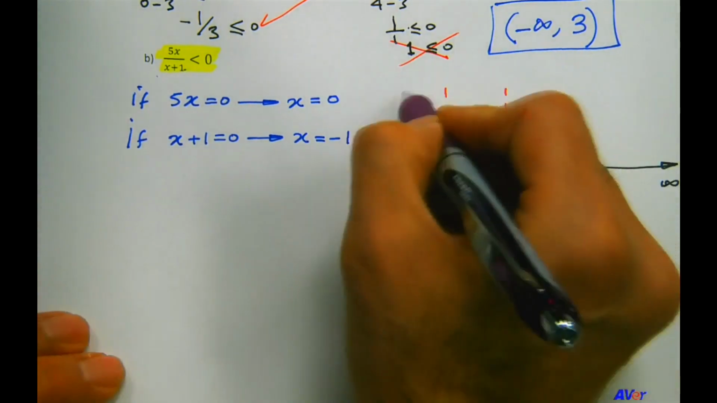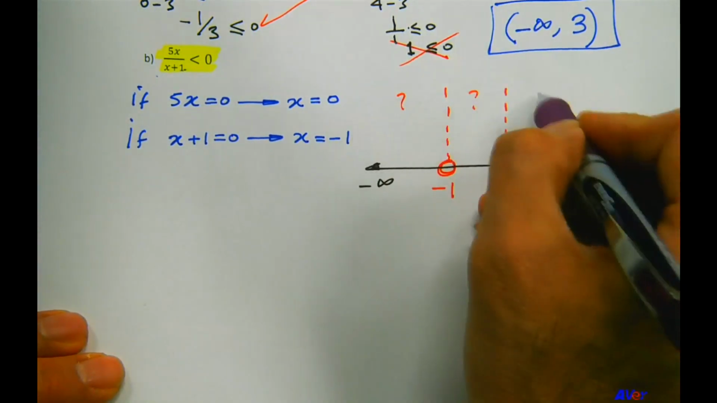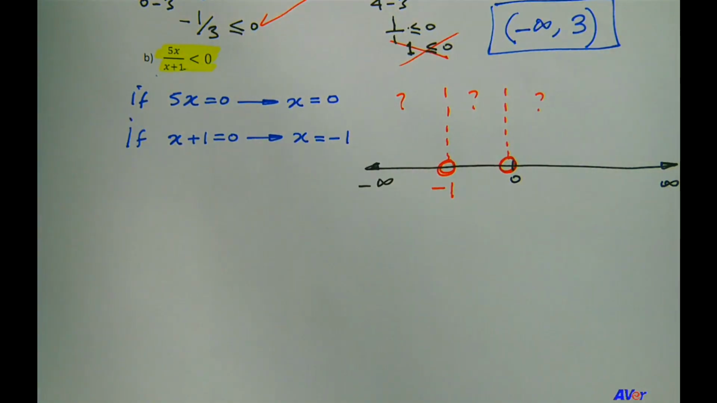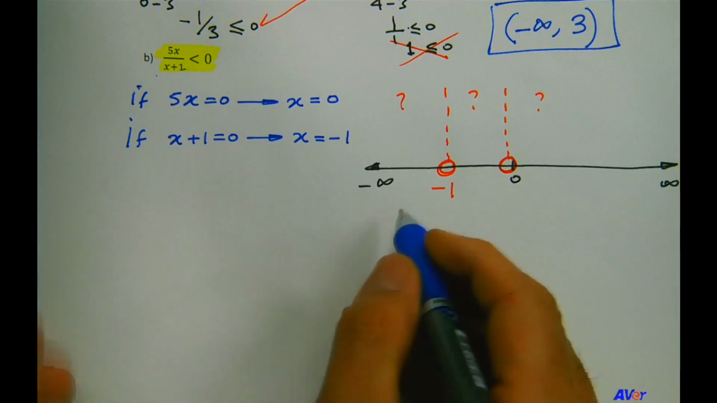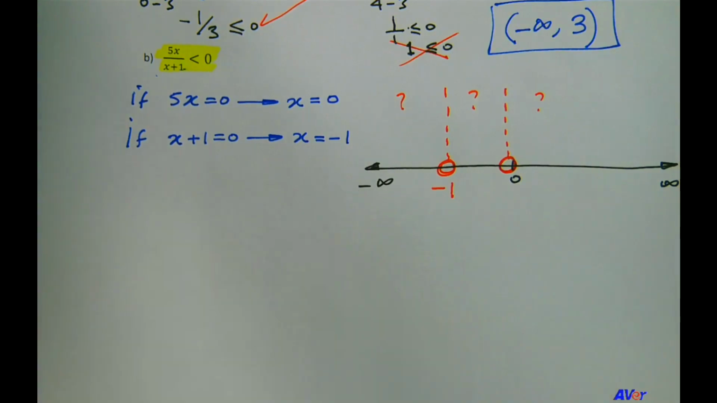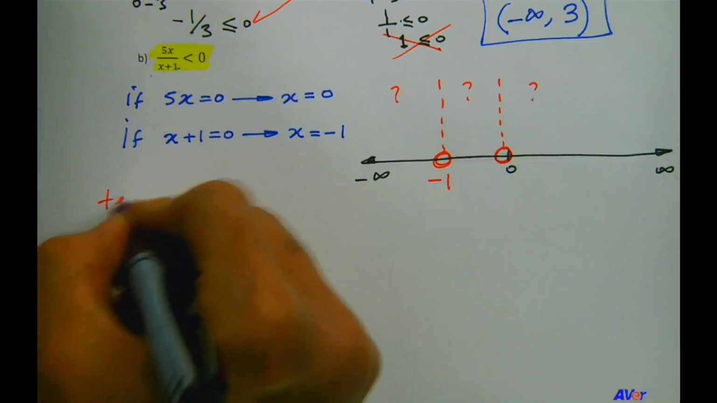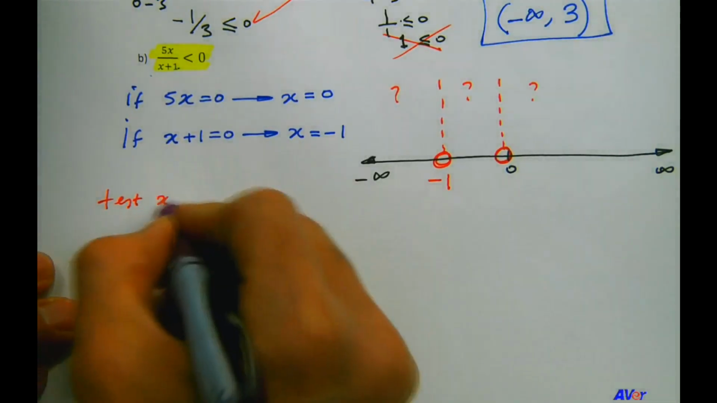So we have to test 3 regions, this region, this region, and this region. I hope so far this is similar to what you've been doing in your own solution. Okay, I hope so far we agree. So now let's test an easy number in each of these 3 regions. So we want to test x equals negative 2.